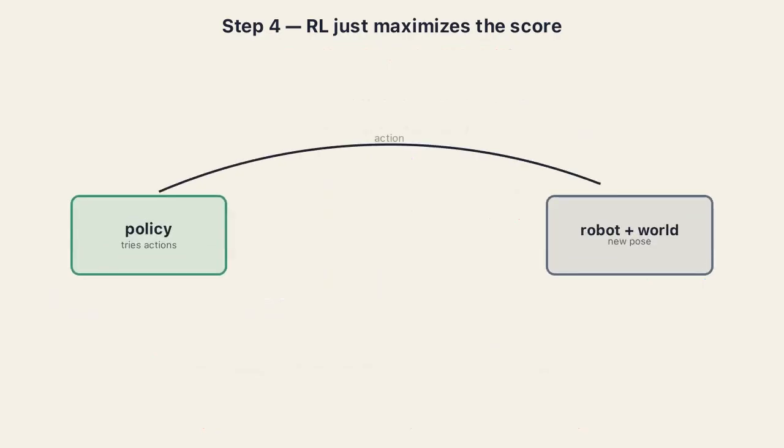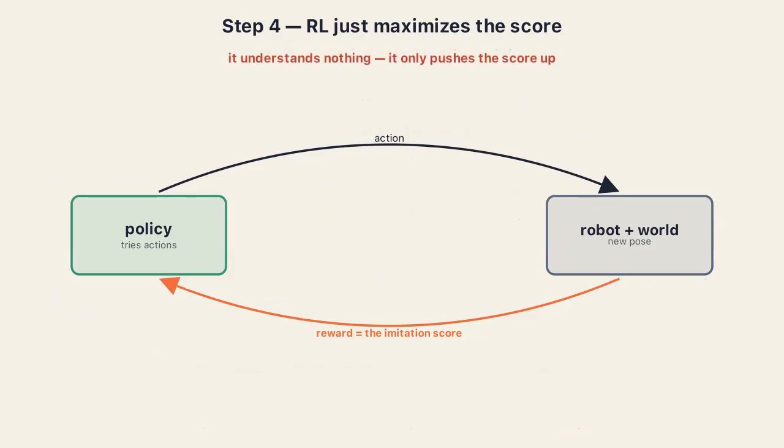And here is the part that surprises people. The learning algorithm does not understand walking, or humans, or even what the score means. It has exactly one drive. Make the total score as large as possible. It tries actions, sees which ones raise the reward, and pushes in that direction millions of times over. Because the reward is highest when the pose matches the answer key, maximizing the score and imitating the human turn out to be the very same thing. The human-like walk is not copied. It is discovered as a byproduct of chasing points.